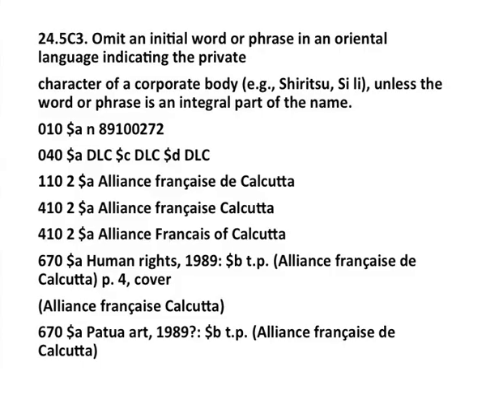24.5C3 says omit an initial word or phrase in the oriental language indicating the private character of a corporate body, like series 2 C Li. I have given you an example of Alliance Francaise de Calcutta in this record. In this record, de is an integral part of the corporate body's name, so it is carried in the corporate body. Had the name been the Alliance Francaise de Calcutta, you would have omitted the from the main entry and only carried Alliance Francaise de Calcutta.